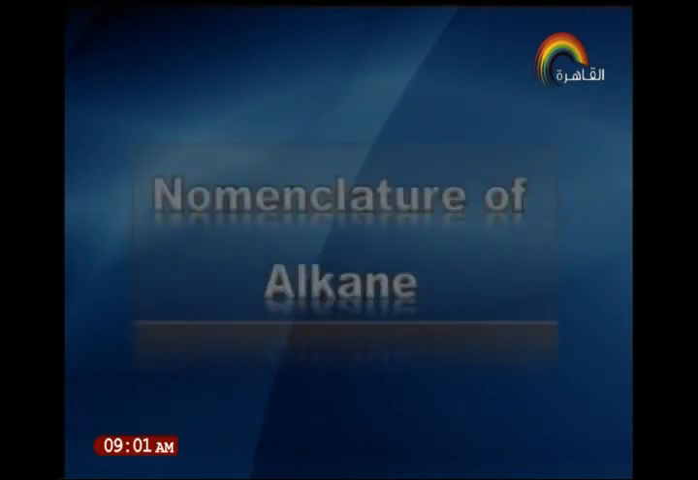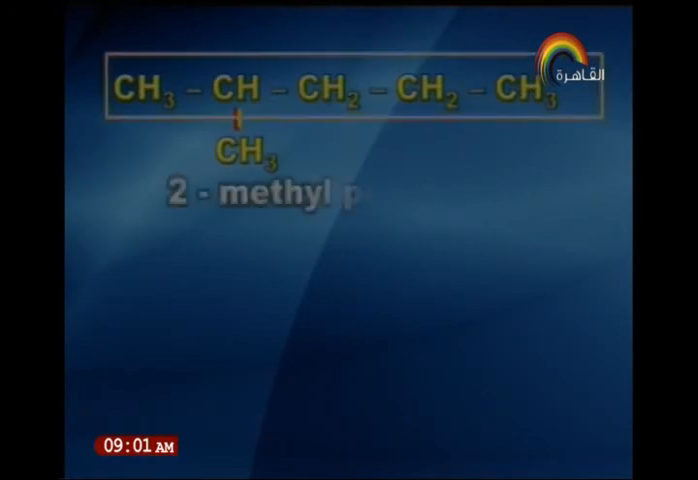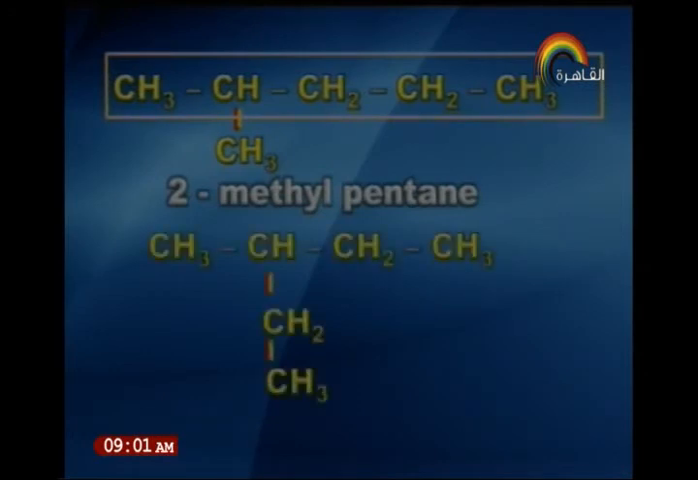Now, what about the nomenclature of alkanes? We know the names. Can you write this name? Sure. The first, you have CH3, CH, CH2, CH2, CH3, with an alkyl group CH3. Tell me, what is the name? 2-methyl pentane. Why do we say that? Because you have single bonds. The other one, oh, it's a long one.